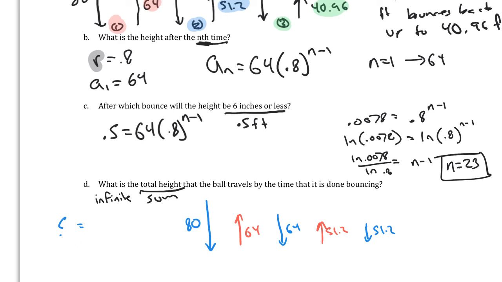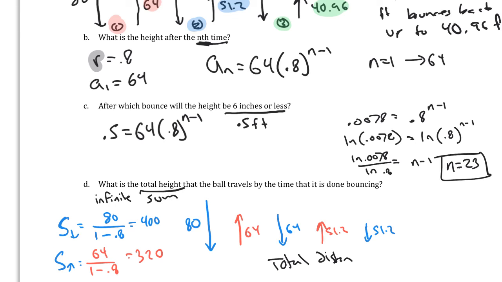Okay, so for my first term, we have 80 over 1 minus 0.8 for my common ratio. And when you do that, you get 400. And the sum of the ups would be 64 over 1 minus 0.8, and that equals 320. So the total distance is 720 feet. All right, hope that helped.